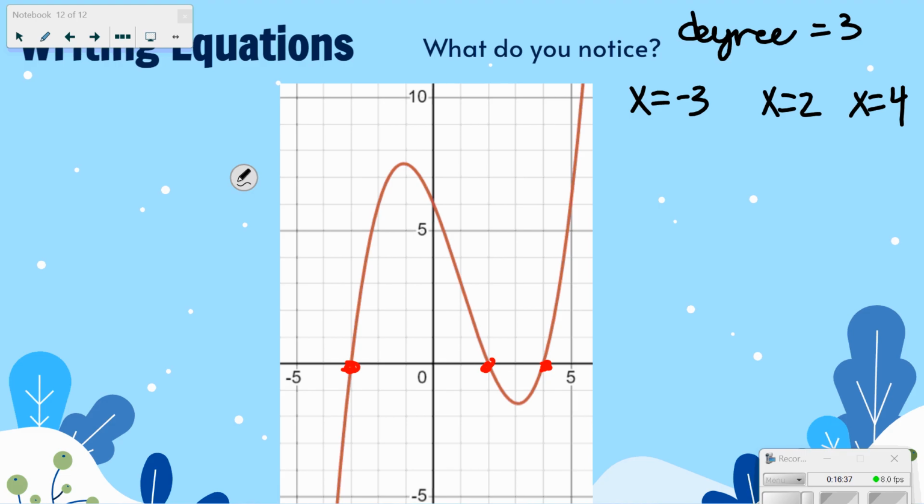What else do you see, Sabina? My leading coefficient is positive. How do you see that? Because it's going up towards positive. Yeah, we have down and up for my end behavior, so I know it'll be a positive coefficient, and it's odd. Anybody have any other ideas? Morgan, 2 turning points. Yes, we got that. So we know our degree is 3. What else do we have?